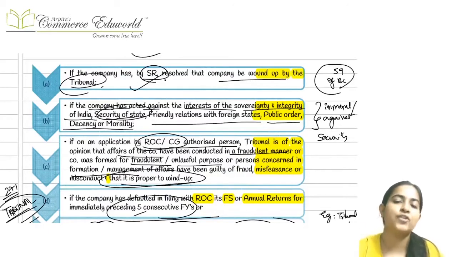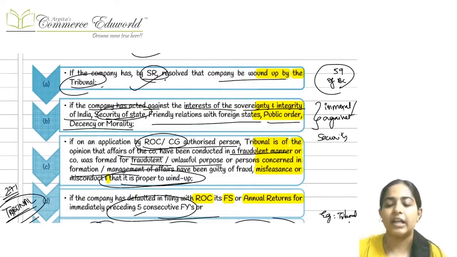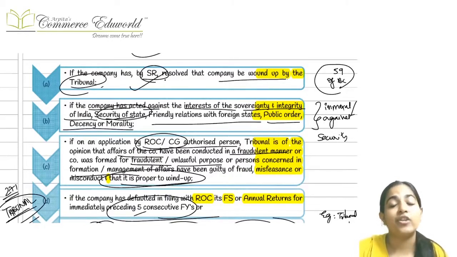it is affecting the friendly relations of our country with another state, or there is no decency when it is trading with some other country. In that case, any person like the ROC, the central government or the state government can file a petition with the tribunal for winding up a particular company.